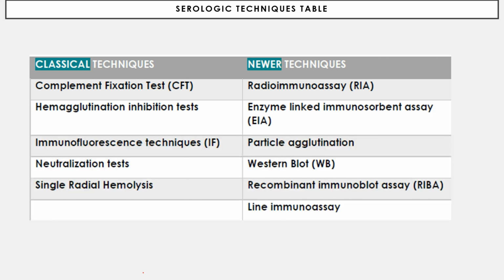So there are classical techniques and newer techniques used for serology. The classical techniques are your complement fixation tests, your hemagglutination inhibition tests, your immunofluorescence technique, your neutralization tests, and your single radial hemolysis. For the newer techniques, we have your RIA or radioimmunoassay, your EIA or enzyme-linked immunosorbent assay, particle agglutination, Western blot, recombinant immunoblot assay or RIBA, and your line immunoassay.